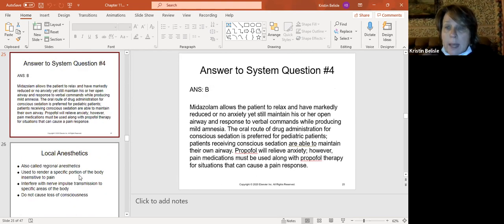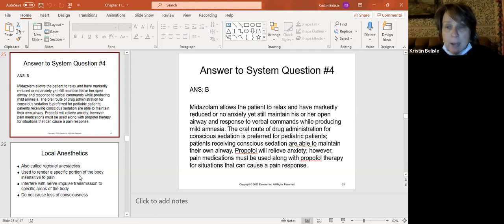Midazolam allows the patient to relax, producing a mild amnesia. The preferred patients for conscious sedation maintain their own airway. Propofol, however, is not a pain medication or therapy for situations that cause a pain response.